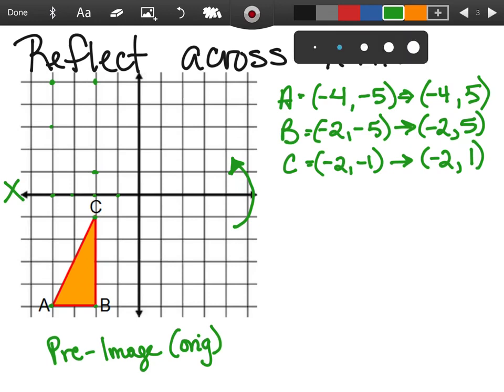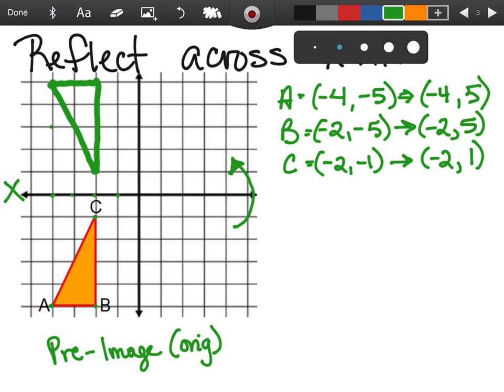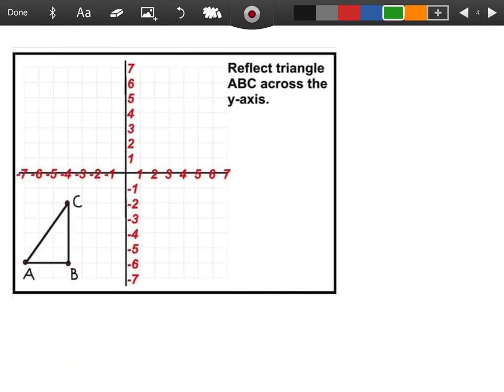Now I am going to increase the size of my pen so I can color in and fill in my dots. This is now the prime. So this is A, B, C, prime. Okay, prime is what happens after I have done something to it. Okay, easy peasy. All right, let's look at the next one.